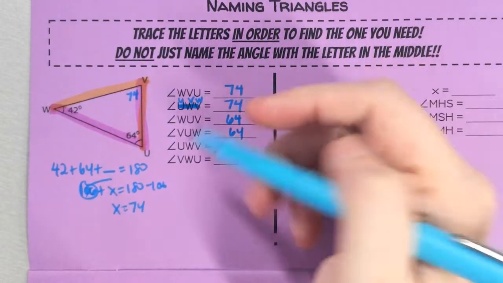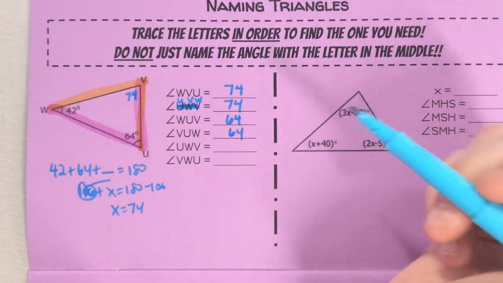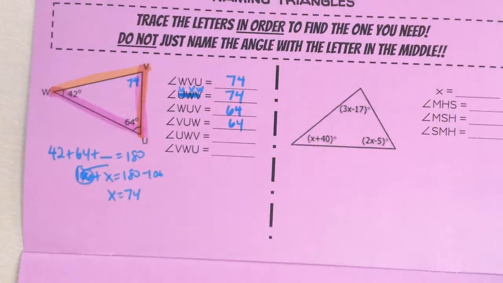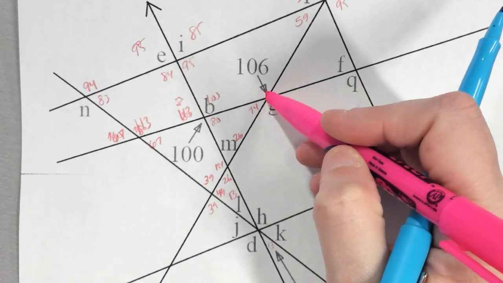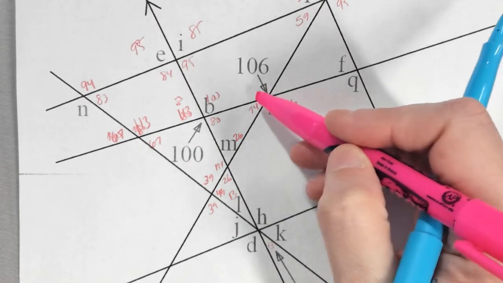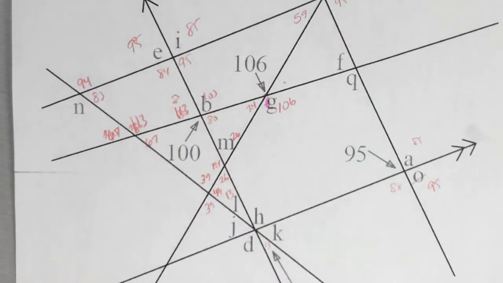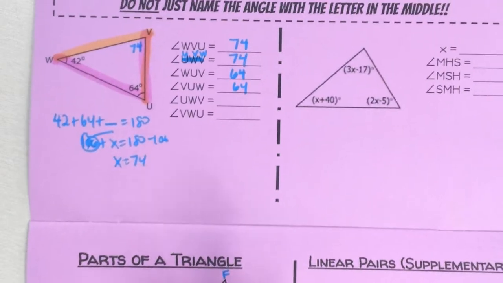Now again, I know you're thinking, why can't I just call it angle U? Because we're going to start to get to some really complicated looking things here. So what if you have something like this? Right here, let's say this is point A, I have 1, 2, 3, 4 angles with A in the middle. So it's not good enough anymore for me to just use one letter.